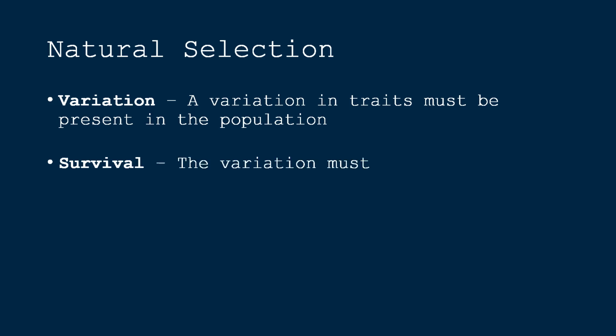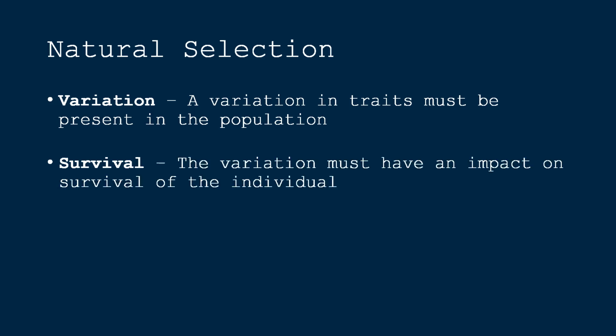Second, survival refers to the fact that not all individuals will survive and reproduce to pass on their genes to the next generation. Those individuals that are better adapted to their environment and are able to successfully compete for resources are more likely to survive and reproduce. This is also referred to as survival of the fittest.